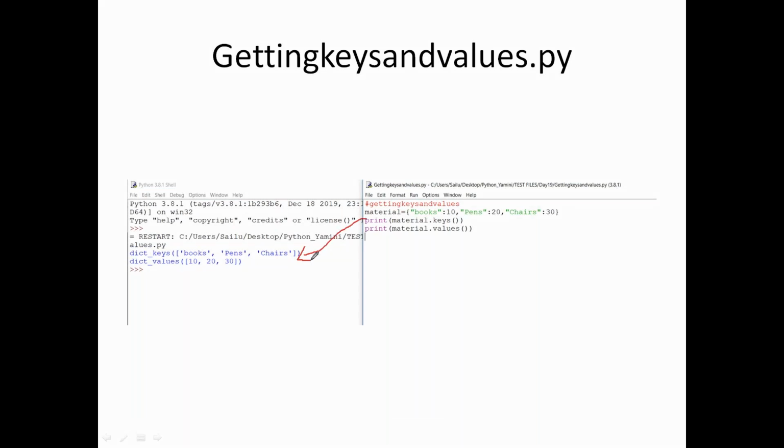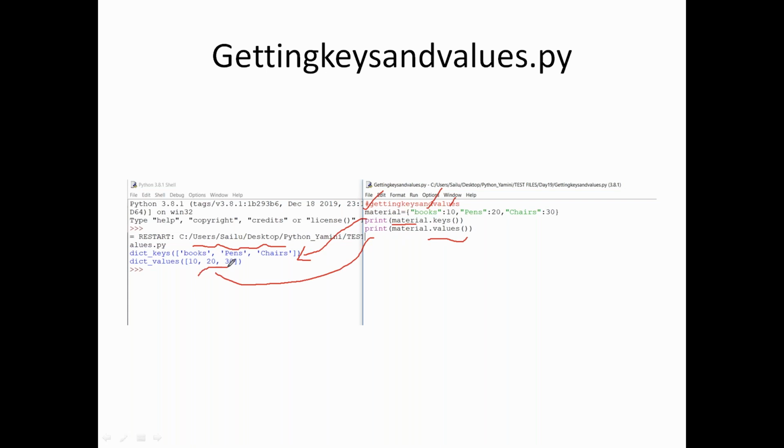For example, in my location, I have materials like books, pens, and chairs. And for each material, I have some amount of quantity. So I have 10 books, 20 pens, and 30 chairs, and I stored them into material. So when I punch books, the system returns 10. But my intention is to know how many keys I have. To know that, I'm going to use dictionary dot keys. The system is going to return how many keys I have in my dictionary. If I use dot values, the system is going to return how many values I have.